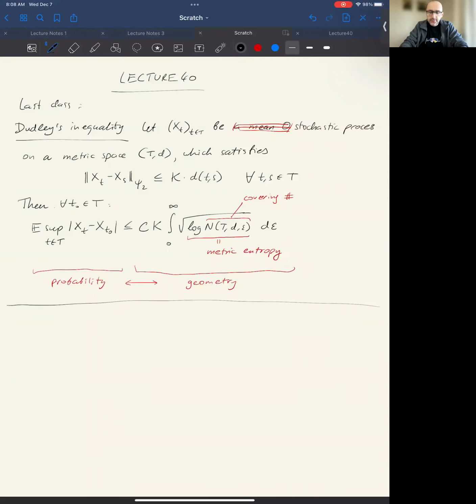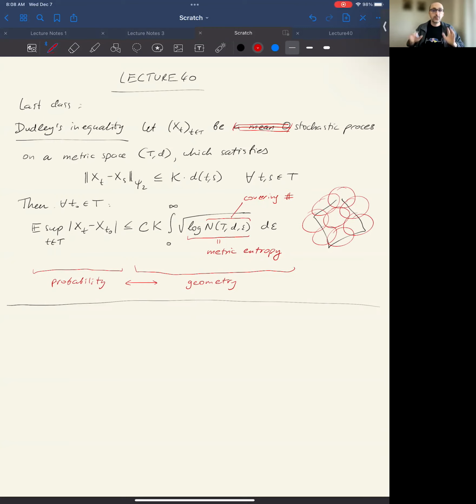It's also important to note that the right-hand side is multi-scale, which means that it's not enough to look at how many balls of a fixed radius cover T. We do this for all possible radii, for all possible sizes of the balls. So the right-hand side therefore captures some kind of multi-scale geometry of T. Okay, that's Dudley's inequality.